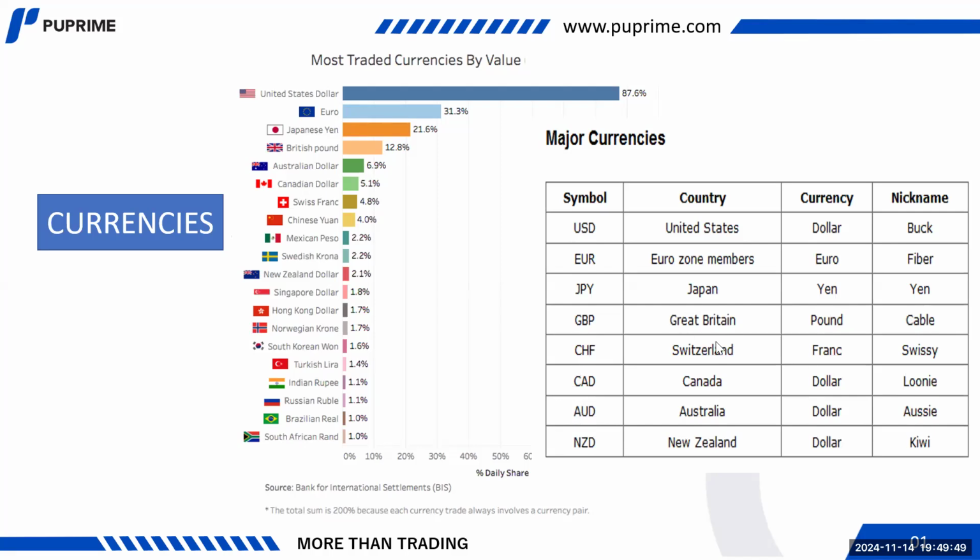We have CHF from Switzerland. The currency is franc, and the nickname is Swissie. Then we have CAD from Canada. The currency is dollar, and the nickname is the loonie. We have AUD from Australia. The currency is dollar, and the nickname is Aussie. And we have the NZD from New Zealand. The currency again is a dollar, and the nickname is the Kiwi.